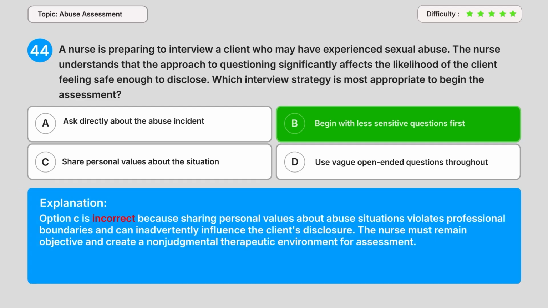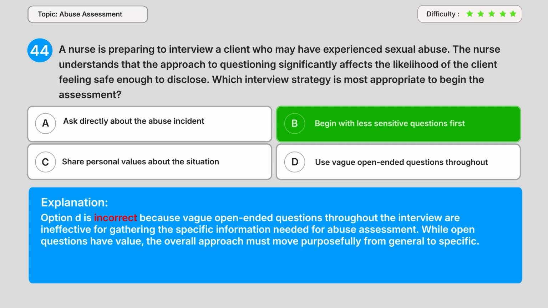Option C is incorrect because sharing personal values about abuse situations violates professional boundaries and can inadvertently influence the client's disclosure. The nurse must remain objective and create a non-judgmental therapeutic environment for assessment.